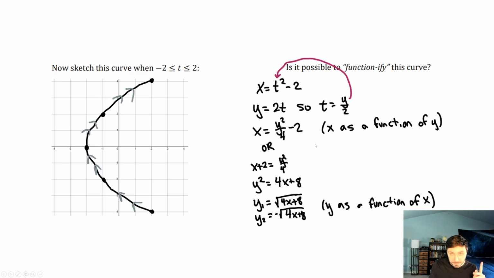3, 2, 1. You can see that's exactly what I do. If I plug in that y over 2 in for this t, I end up just getting y squared over 4 minus 2 is x. And then if I want to just solve for y, it's not that bad. I can scoot the 2, multiply the 4, take the square root. The thing to consider with the square root is that you're going to need a plus or minus in front of that square root. That's like the true inverse of the square function.